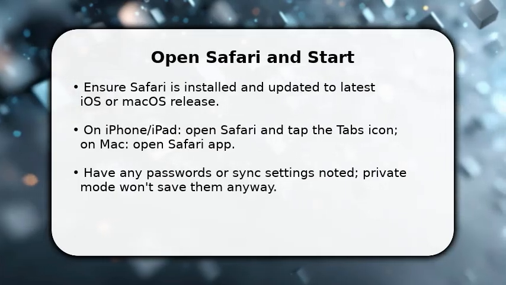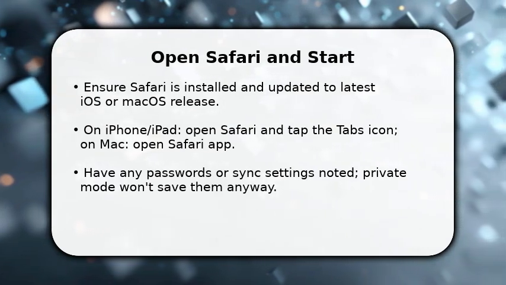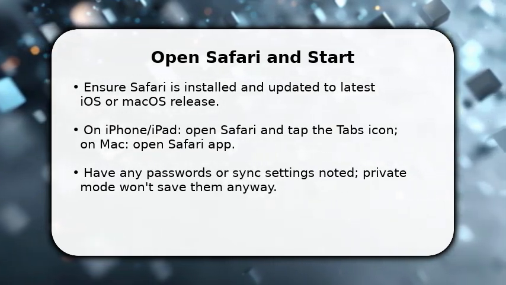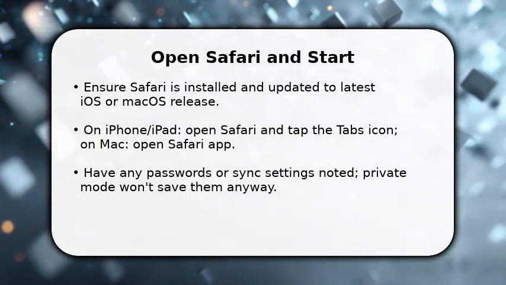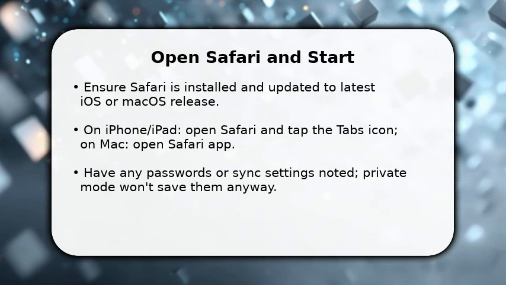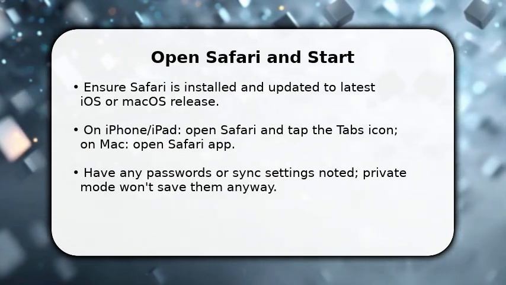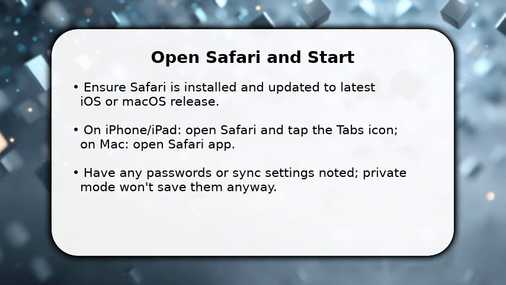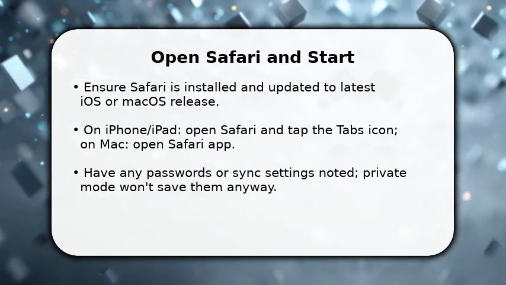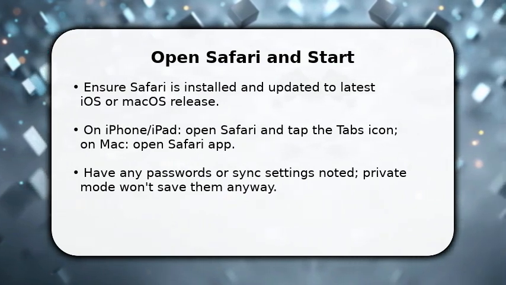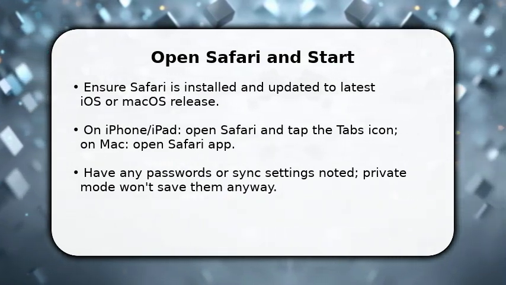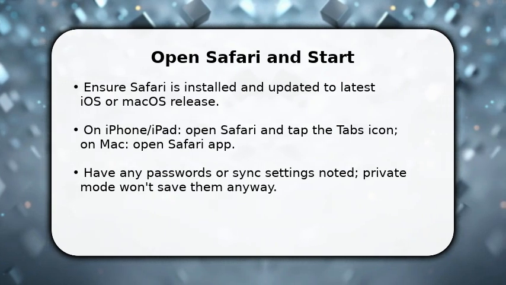You begin by launching Safari. That's the only start you need. On iPhone or iPad, tap the tabs icon at bottom right and prepare to switch modes. On a Mac, open the Safari app now. Once done, make sure you know whether you want a new private session or to convert an existing tab, because private browsing isolates history and cookies immediately. You're starting the secure context now, so move to the mode switch without delay.